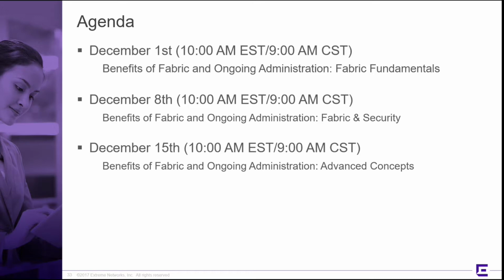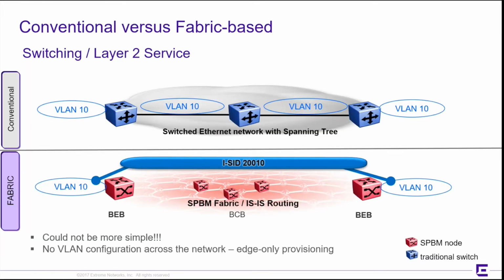Just for some background from where we left off last week, we looked at conventional networking versus Fabric: SPB, shortest path bridging, MAC encapsulation. You'll notice up top we're showing some switches with some VLANs, and if you want to do a layer 2 network, legacy-wise, you need to create the VLANs on all the switches, tag those ports, and worry about spanning tree to make sure that you don't loop the network somewhere. Somewhat tedious, as we mentioned last week.